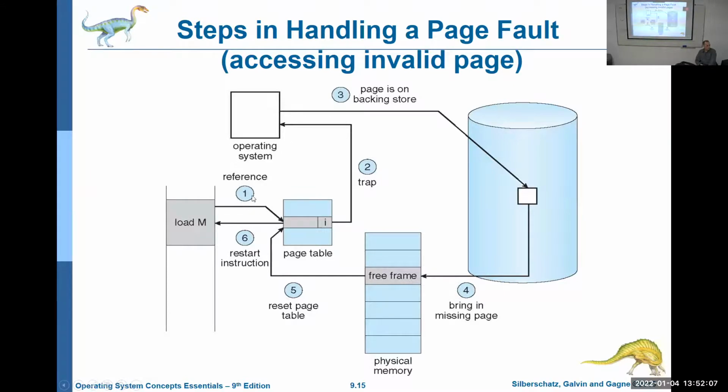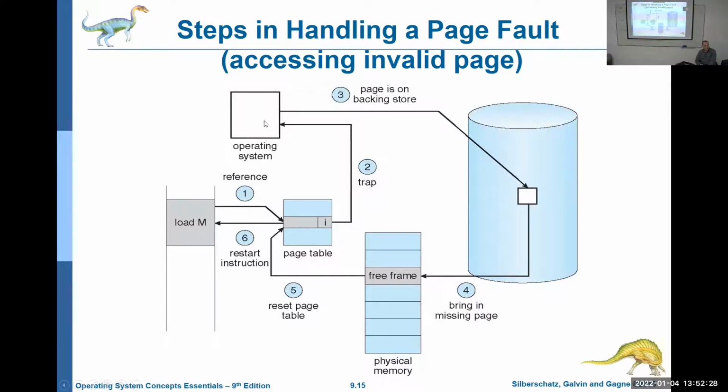So first I do a reference, I go to the page table. If it tells me invalid, then I go to the operating system. It was an invalid page. Here, this invalid means not that it's an illegal location, but that, well, the operating system will decide.